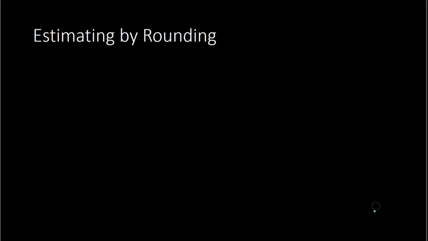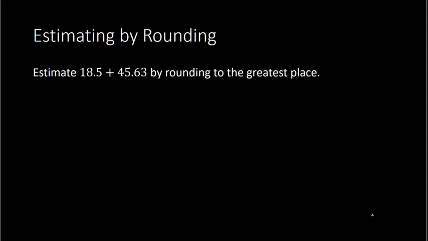Next, we're going to learn how to estimate by rounding. And we've done this before with whole numbers, and the process is the same with decimals. So for example, if you were told to estimate 18.5 plus 45.63 by rounding to the greatest place, what I do is I look at the greatest place for both numbers.